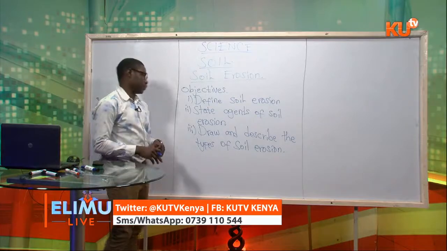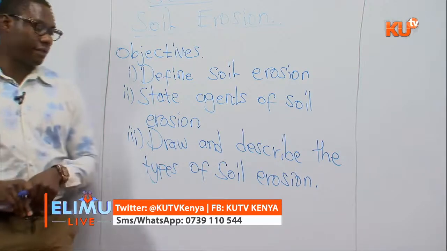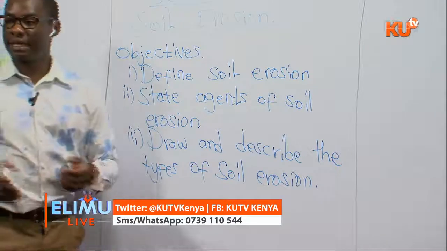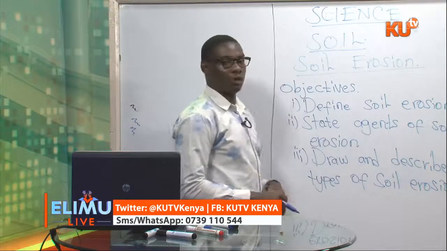So I want to read them through. The first objective is, you need to define what soil erosion is. Objective number 2, you need to state the agents of soil erosion. And objective number 3, you need to draw and describe the types of soil erosion. So we start by our first objective, which is to define soil erosion.